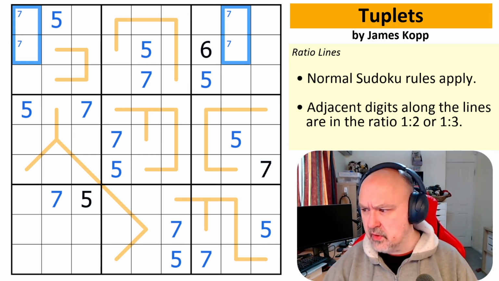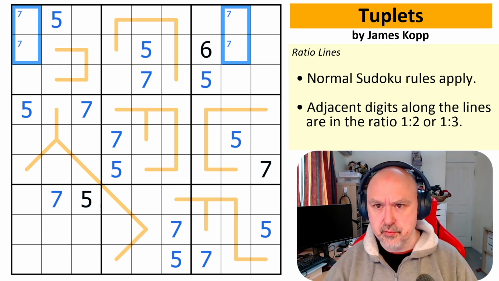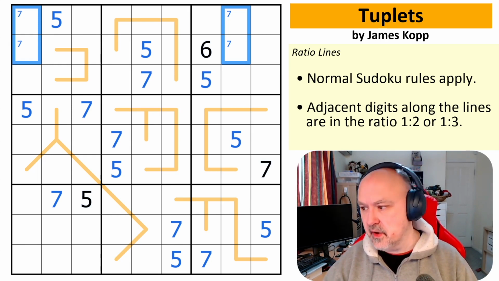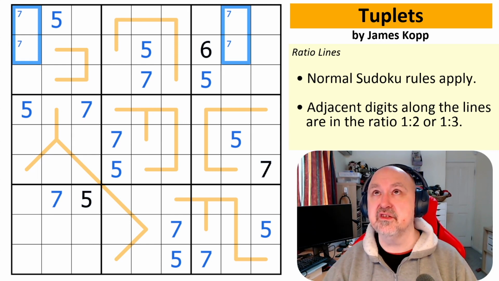Okay, 4 can be divided by 2 to go with 2. Can't be divided by 3, can't be multiplied by 3, but it can be multiplied by 2 to go with 8. 5 we know isn't on the list. 6 can be divided by 2 to go with 3. Divided by 3 to go with 2.